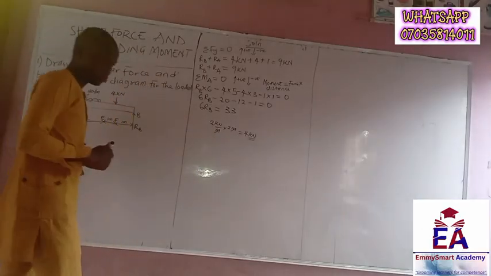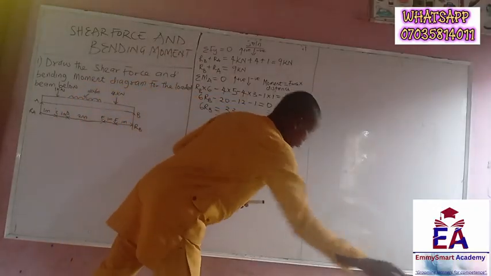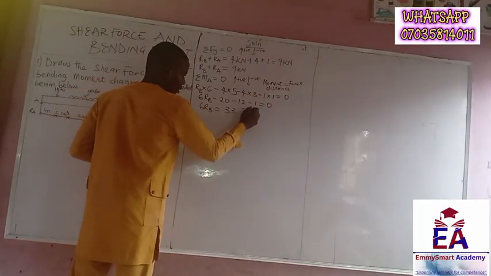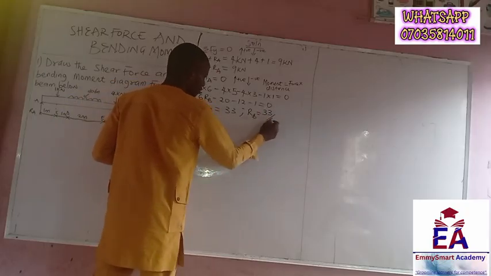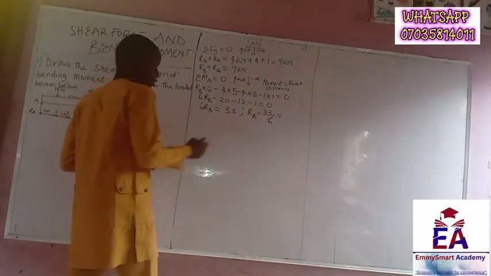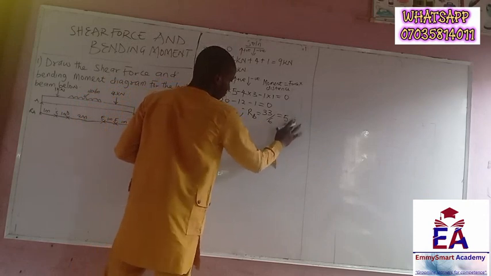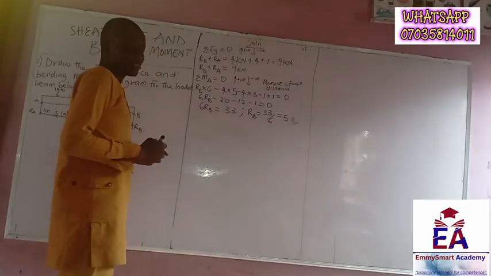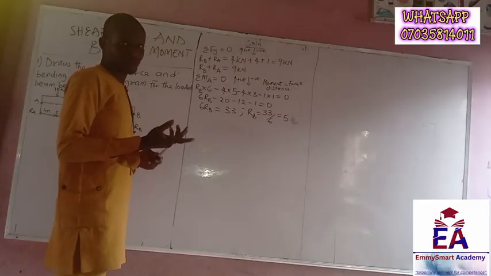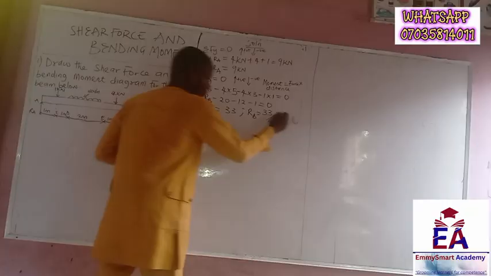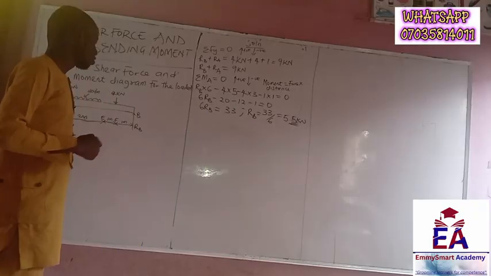So what do we do? We have RB equal to 33 divided by 6, and that will give us 5.5. 6 going into 30 is 5. Remember the 3, so add 0 to that 3, and that becomes 30. So 5.5 kilonewton. That's the answer. Okay, so that is it.